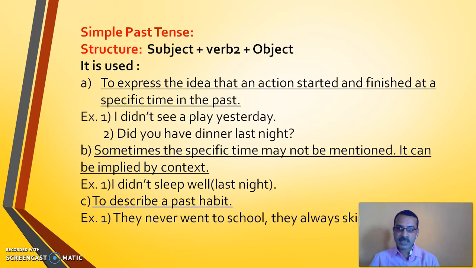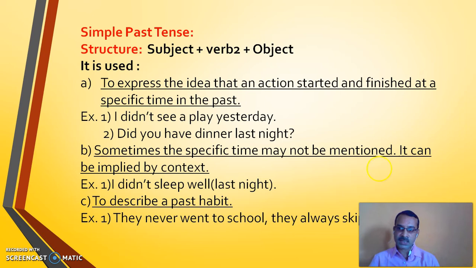In the next example, simple past tense, we need to understand the structure of simple past tense. As I told you just now, the structure or the formula is subject plus verb V2 plus object. The formula of simple past tense is S plus V2 plus object. And look at the use of past tense.